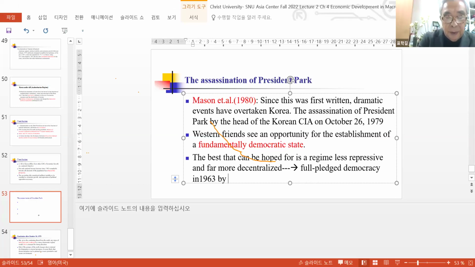The birth of the so-called 문민정부. 문민정부 means a civilian democracy.